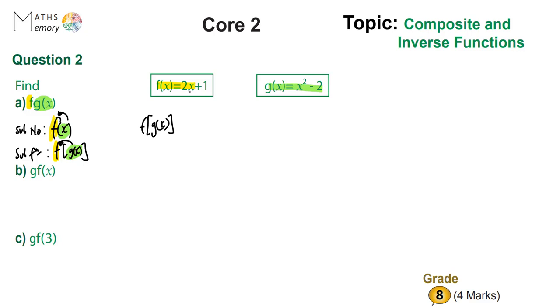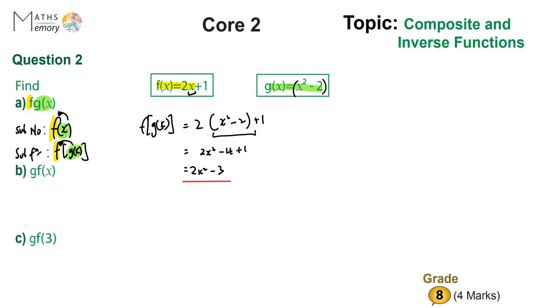Wherever we see x now, we're going to plug in not a number, but the whole thing we see in g of x, which happens to be x squared minus 2. So 2(x squared minus 2) plus 1. Let's expand this: 2x squared minus 4 plus 1, and that gives us 2x squared minus 3. It's that simple. It's the same principle as a normal function of f, but we're subbing in a function into a function. That's why it's called composite, a composition.